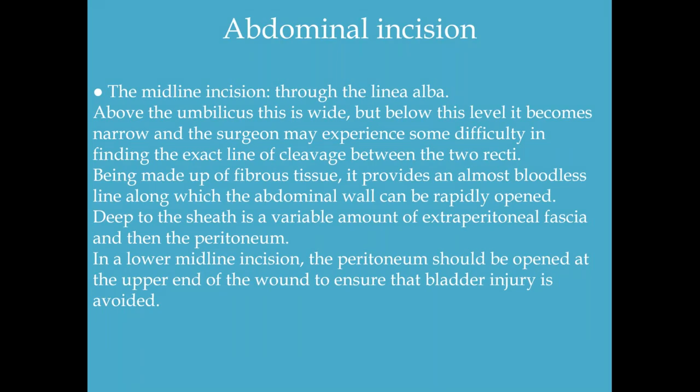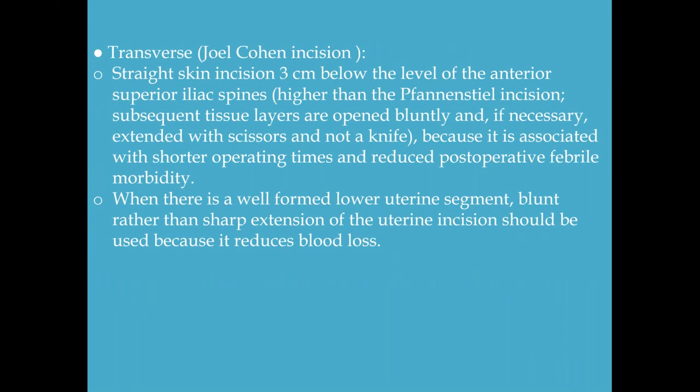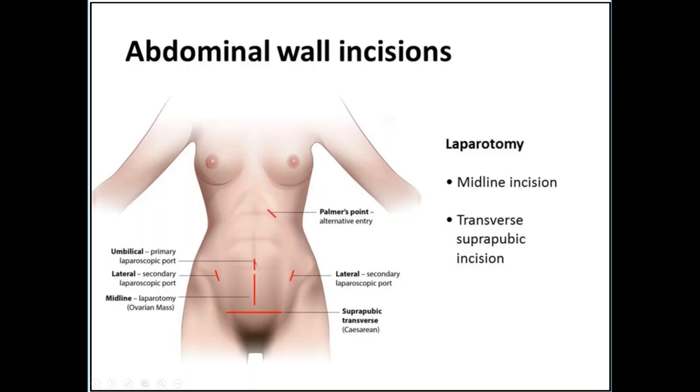There is an important thing in the anterior abdominal wall related to surgery, the abdominal incision. We have many abdominal incisions here. So this is about the abdominal incision. The first is the midline incision. This is for laparotomy. It is a midline incision through the linea alba. And this is important in surgery.